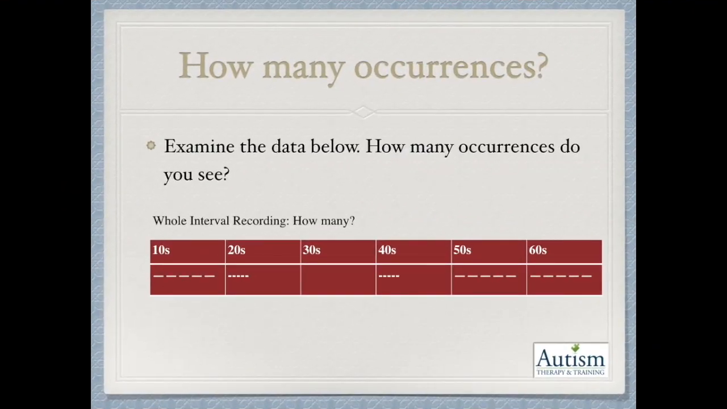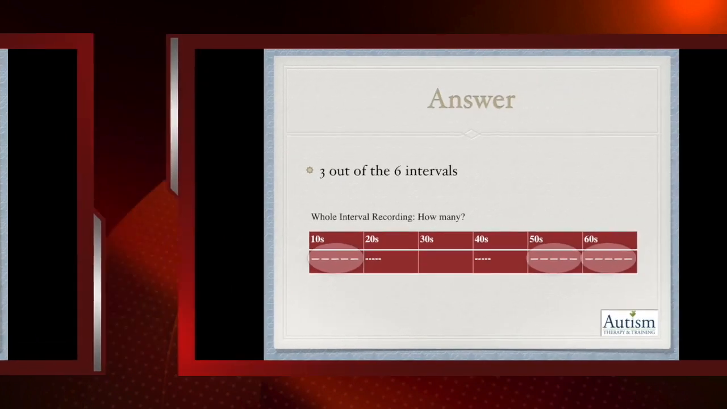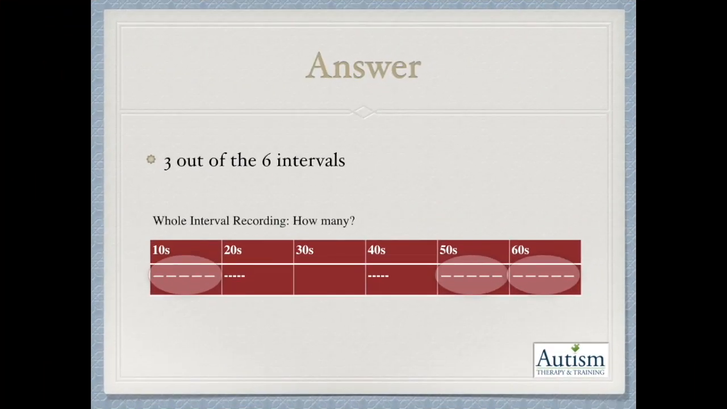Take a look at the data here. The behavior occurred 5 times in total, but only 3 times did the behavior last the entire interval. The other intervals were partial, so we would not be able to count those. You can see at the 10-second interval it occurred the entire time, at the 50-second interval, and at the 60-second interval.